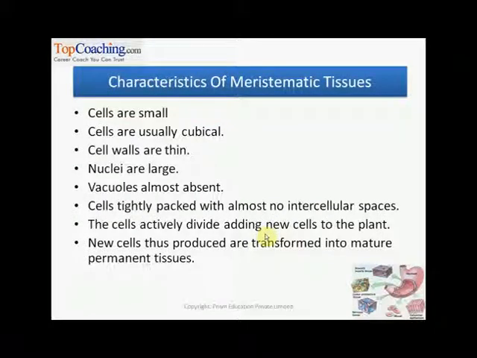Now, how do meristematic tissues look like? They are small, usually cubical, with thin cell walls. They have large nuclei. Vacuoles are almost absent, right? They actively divide and add new cells to the plant. The new cells that are produced are transformed into mature permanent tissues.